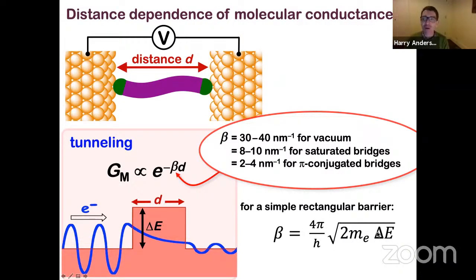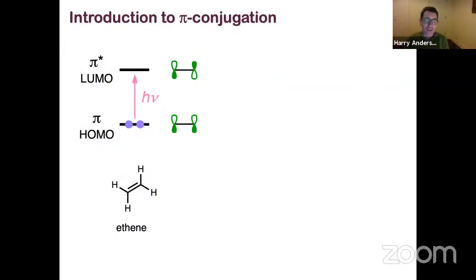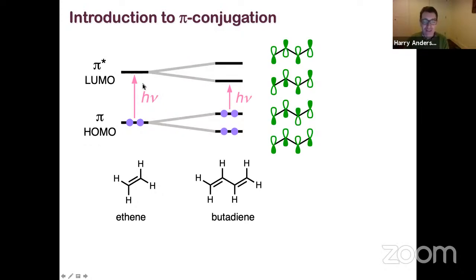So if we're thinking about how well molecules will conduct electricity, we need to think about the HOMO-LUMO gap or pi to pi star gap of the molecule, and perhaps how that will change with length. So if I can remind you just about the idea of pi conjugation, if you have a very simple pi conjugated or a simple unsaturated molecule like ethene, you just have a pi and a pi star level. And if you join ethene units together, you get butadiene, which is conjugated.